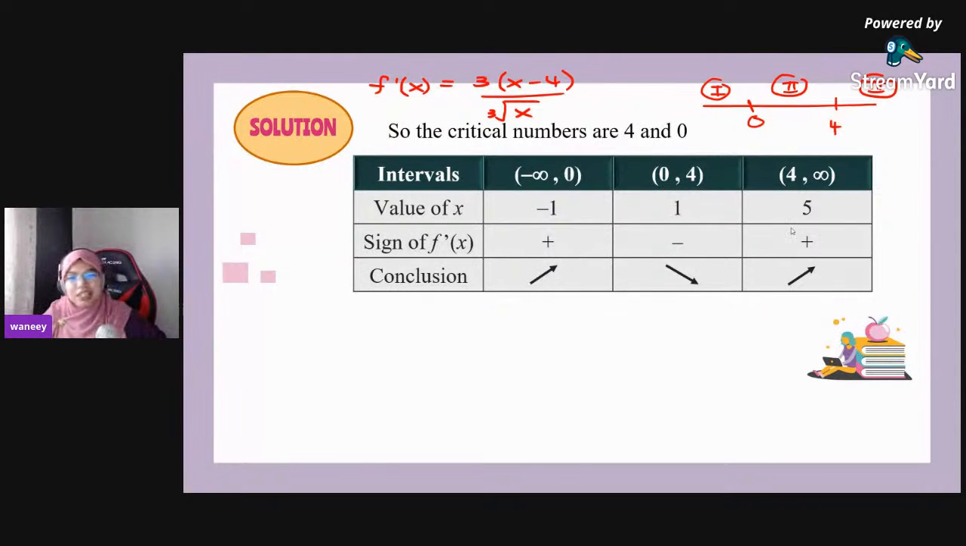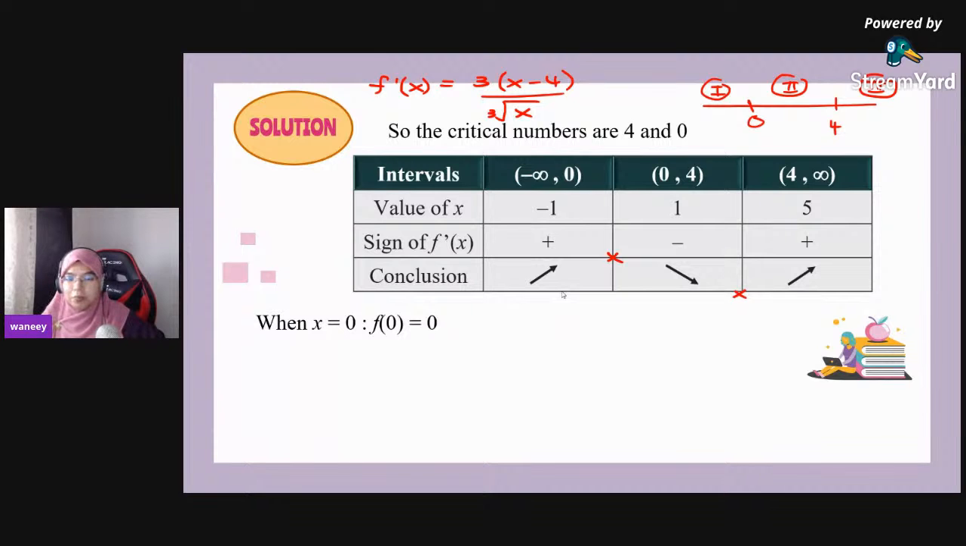So now let us see, is it a maximum or minimum? Going up and going down, so this one is a maximum. Going down and going up, therefore this is definitely a minimum. Okay, so I will have a maximum at x equal to 0 and a minimum at x equal to 4.